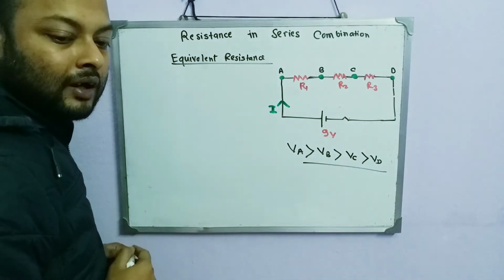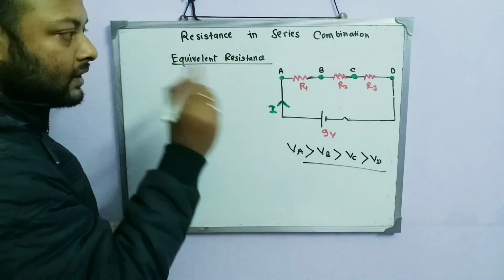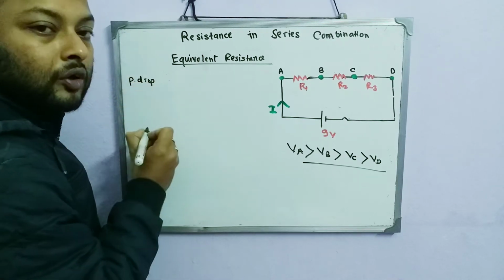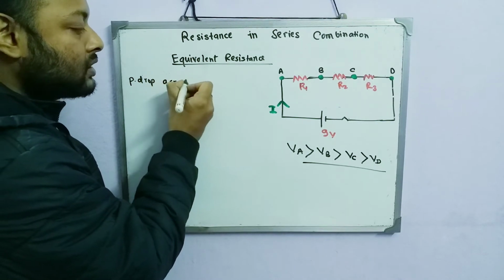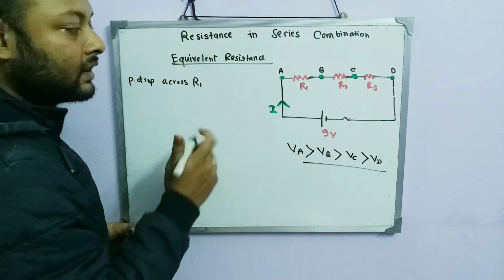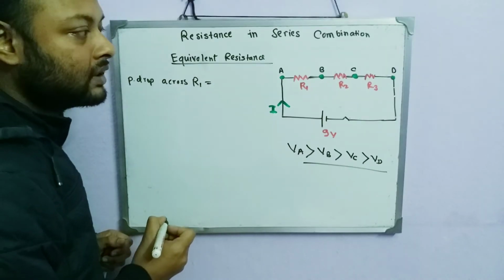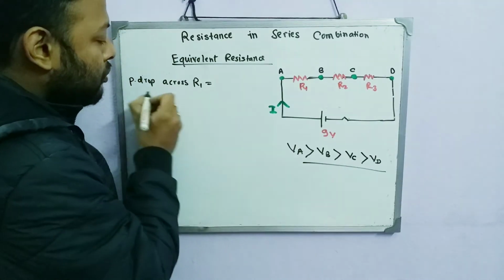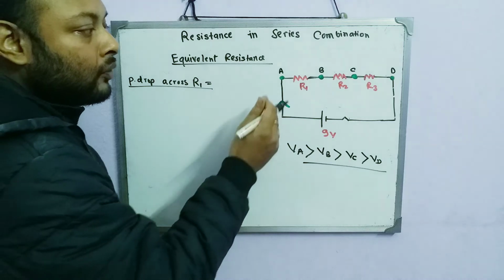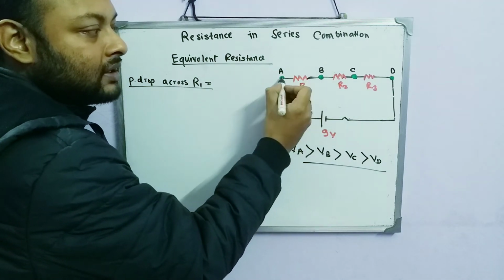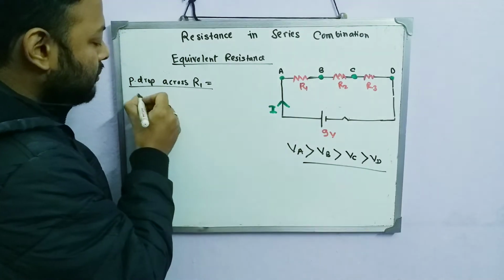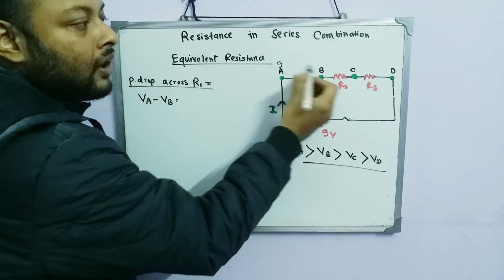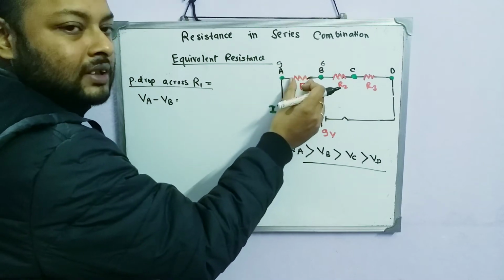Now if I have to make an equation out of this, let's see. Potential drop across R1. It will be, since this is higher and this is less, VA minus VB. VA minus VB, this is 9 volt, this is 6 volt. 9 minus 6 is 3 volt, this is the potential drop.